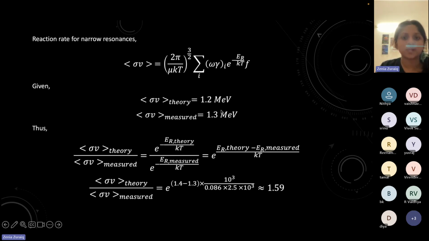Now it's given that your theoretical value is 1.2 and your measured value is 1.3, and they want you to find how much it is overestimated, or what the ratio between them is. All of these are constants, 2 pi, this factor and so on. So it's really only the exponential term that contributes, because everything else is a constant for a given reaction. When I find the ratio, all the other terms cancel out. By the way, it's e to the power minus theory by things; the font is not seen properly, so just be careful with that. So this is how to do the question. I hope there is no confusion.